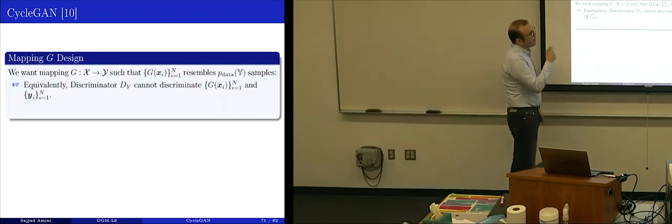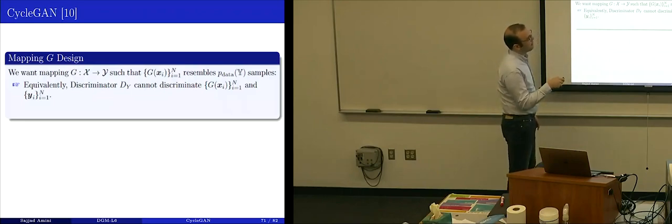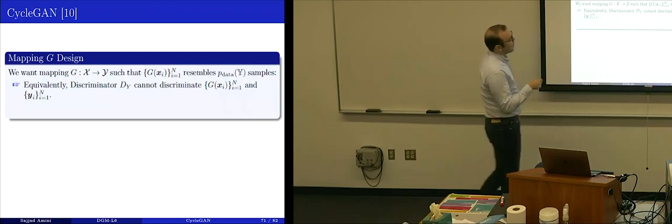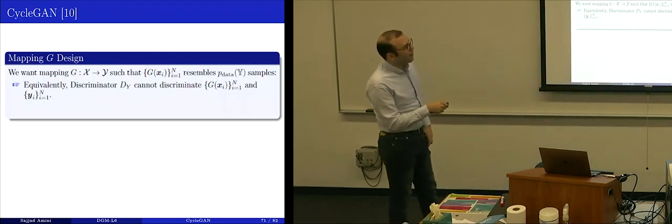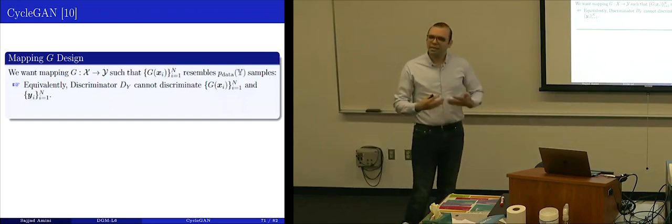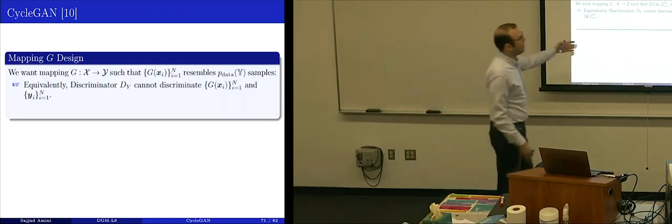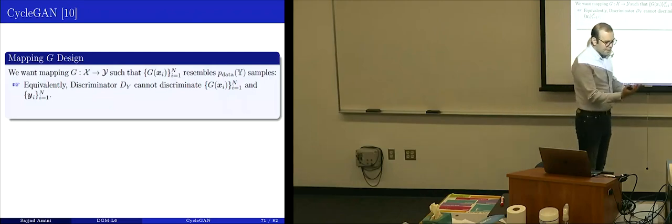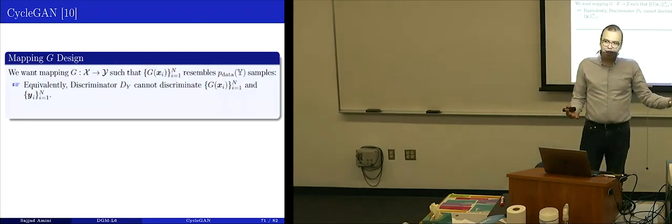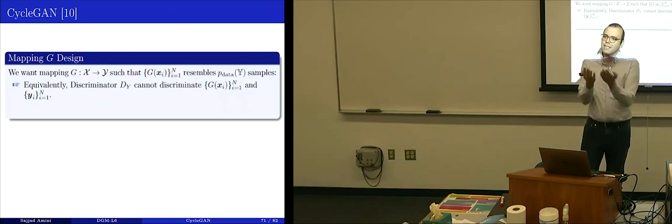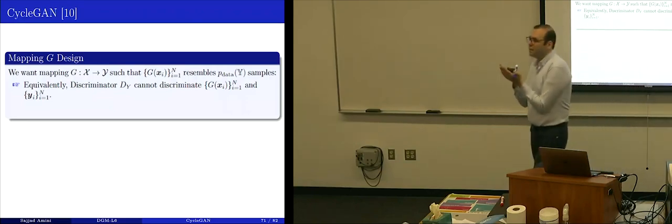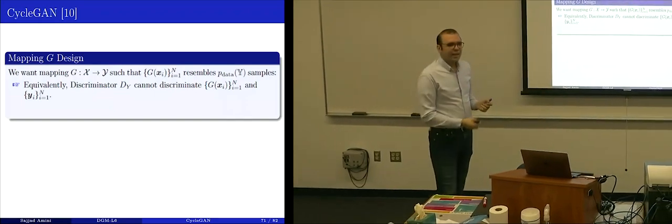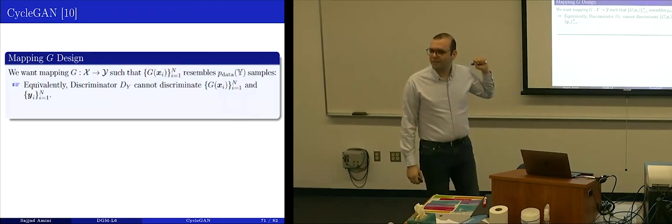Mapping G. Now we want to design mapping G. We know that mapping G is something that when you pass X through G, the resulting samples must resemble P data Y. Equivalently, a discriminator Dy cannot discriminate G of x and y. This is exactly what happened. A professional painter cannot discriminate whether this painting, which is a transformation of painter number A, is really a painting of number A. It is exactly similar to the paintings of painter number 2.